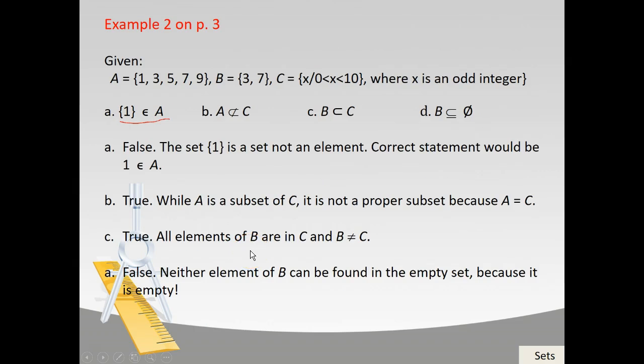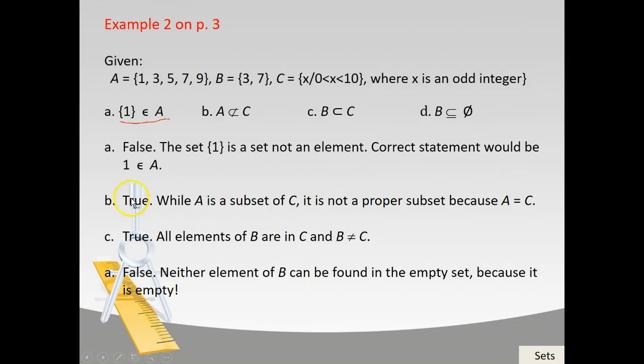Let's take a look at example 2 on page 3. We're given 3 sets, A, B, and C. These are the same sets we've used previously. Let's answer some questions about these sets. A. Set 1 is an element of set A. Is this true or false? Well, it's false, because the 1 is not an element. It's a set unto itself.